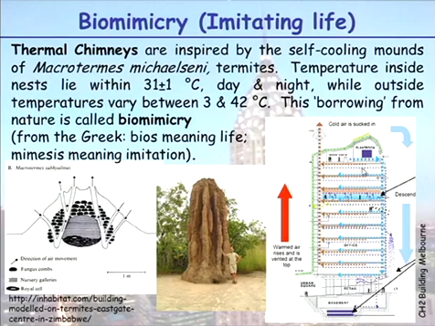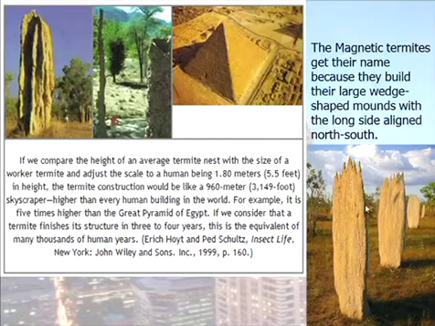I'm going to show you a video shortly of the Council House 2 building, and that also works on a thermal chimney, where the air at night is drawn out and purged. All the windows are open, so the cool air can be pulled in. One type of termite, the magnetic termites, get their name because they build their large wedge-shaped mounds with the long side aligned north-south. So they get less sun shining on the north side to heat it up during the day. They've learnt which way to site their mounds to minimise heating up and cooling down.